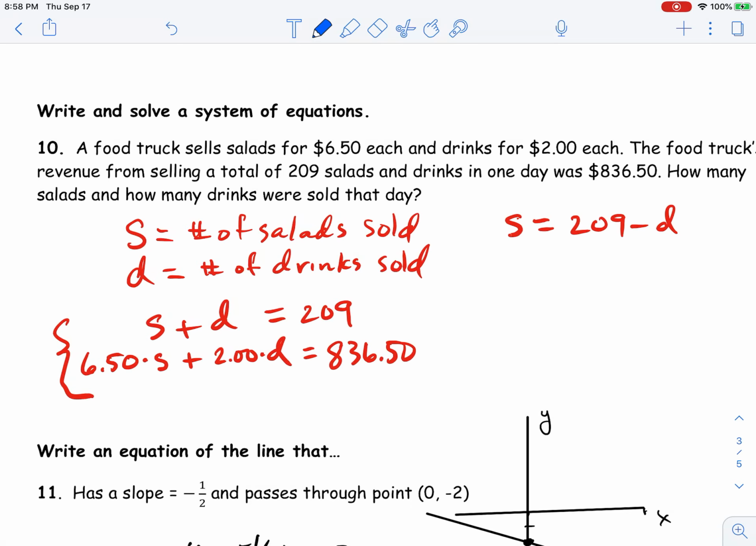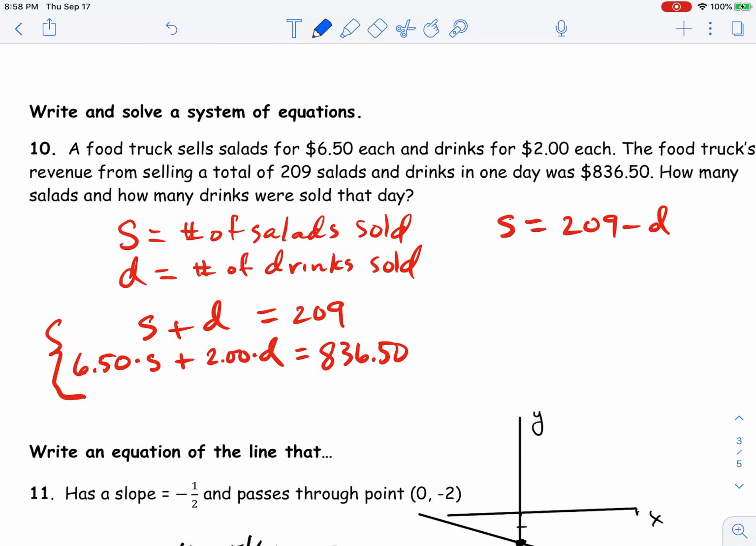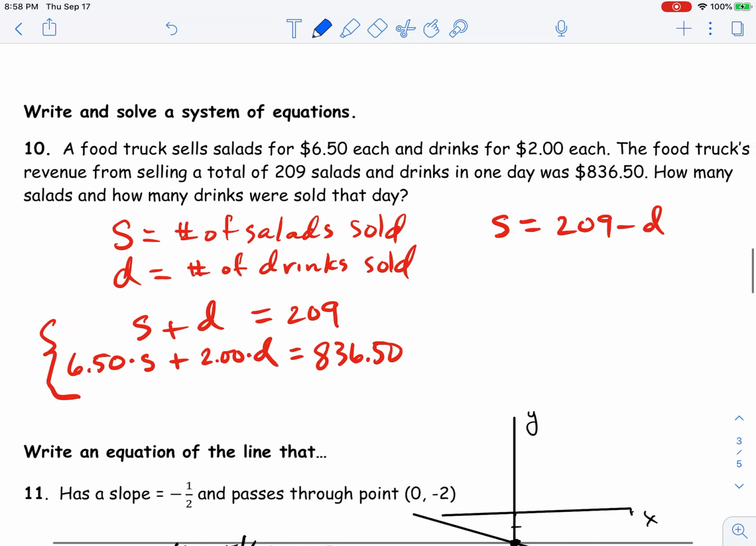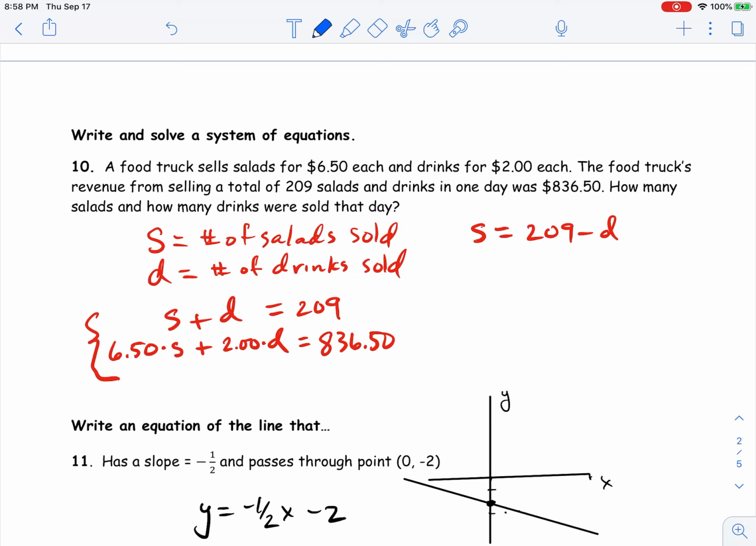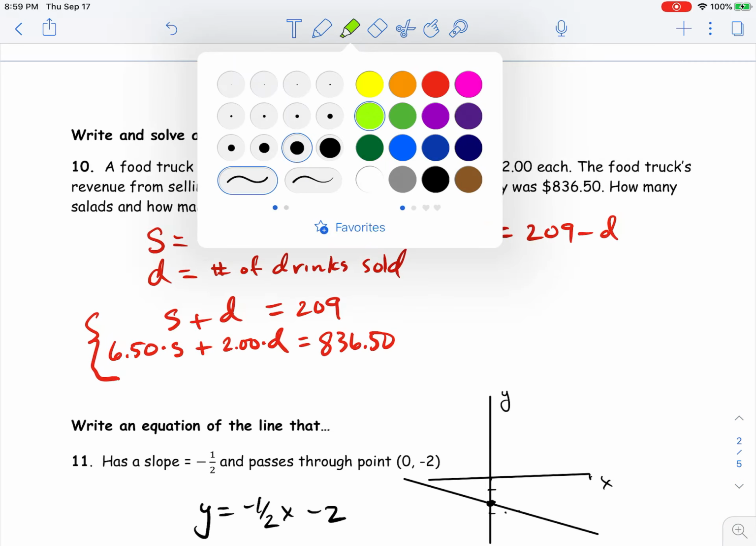I thought I'd get this one started for you. A food truck sells salads for $6.50 and drinks are $2. The food truck's revenue from selling a total of 209 salads and drinks in one day is $8.36. How many salads and drinks were sold? Remember, that's what you kind of want to start out thinking about.